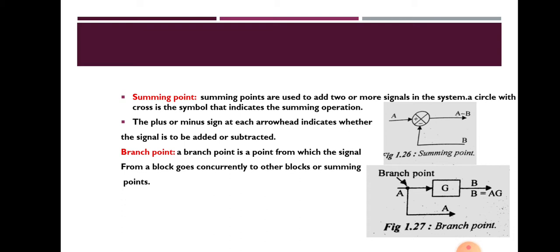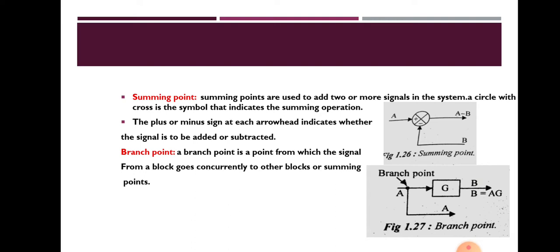The summing points are used to add two or more signals in the system. The figure shows a summing point. Usually it is shown as a circle with a cross in it, and this cross represents the summing operation. Usually a plus or minus sign is shown at each arrowhead in the summing point, and this indicates whether the signal is to be added or subtracted. In the figure, there is a cross inside the circle, A and B are the inputs, and with the plus and minus signs, the output will be A minus B.